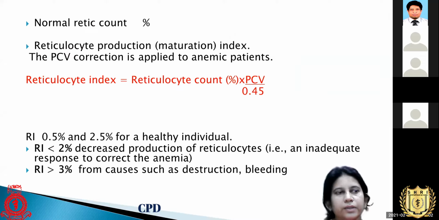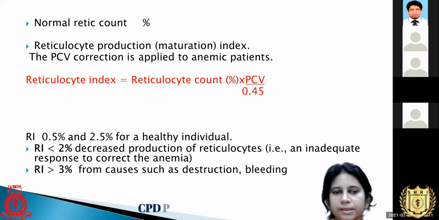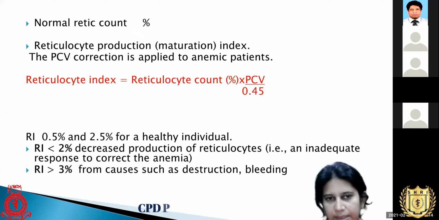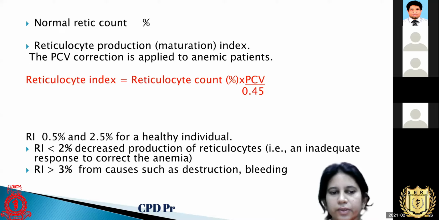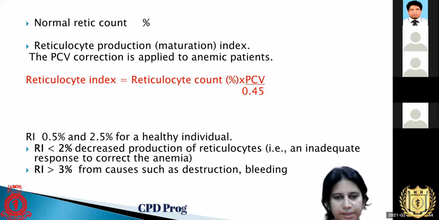So when you request a retic count, they give a normal retic count, normal range 0.5 to 2.5. But keep in mind, this is the best thing. Reticulocyte index is the best diagnostic tool to see whether you are producing reticulocytes, because this is a correction according to the anemia. So you get used to this formula. If your retic index is less than 2, it indicates that there's reduction of the production of reticulocytes. If it is more than 3, then there is increased destruction or bleeding, with increased production of reticulocytes.